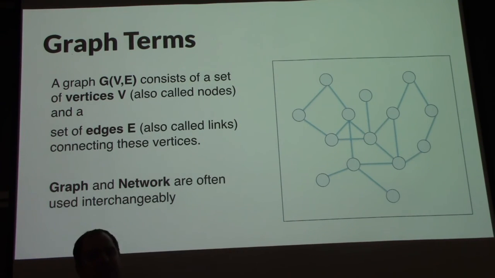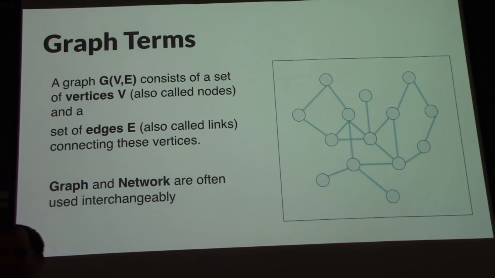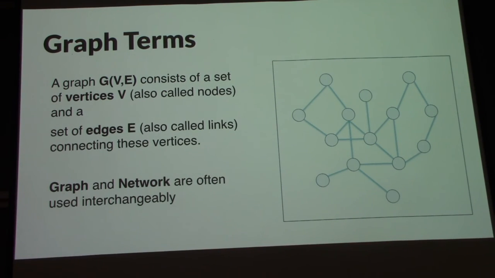My distinction that I make is that I use the word graph if I talk about graph theory and the general graph, and I talk about networks if I talk about something specific. So it's a social network, but it's a graph traversal algorithm.